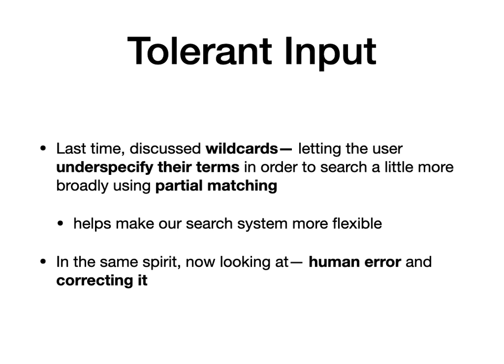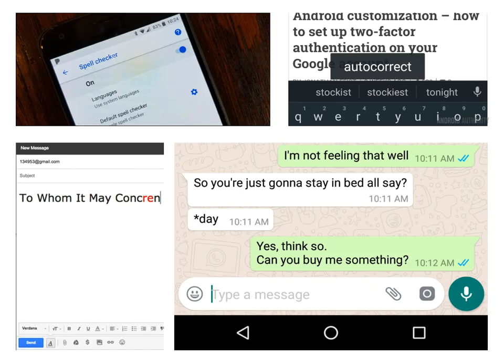In the same spirit, sometimes the user doesn't know that they don't know every letter of the word, and they try to search it anyway. And this is about human error and correcting it. So, human error. We all do this. No one is immune. Some of us like to pretend that we can be immune, but let me tell you, your nervous system just isn't like that.